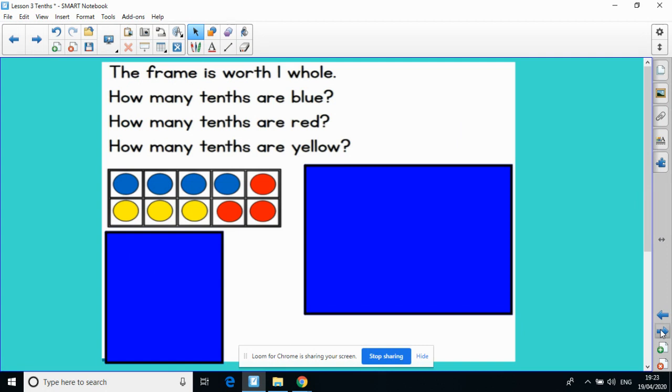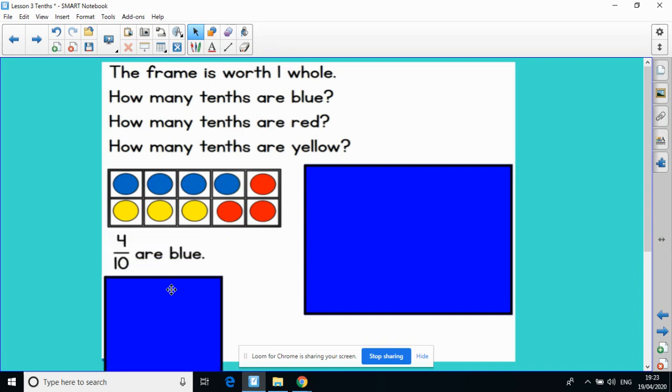This 10 frame has split into 3 different colours. The 10 frame has 10 counters making up 1 whole. How many 10ths are blue? 1, 2, 3, 4. 4 out of 10 are blue. 4/10 are blue. How many are red?